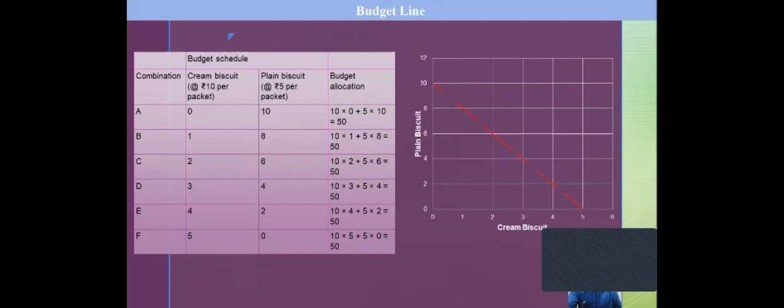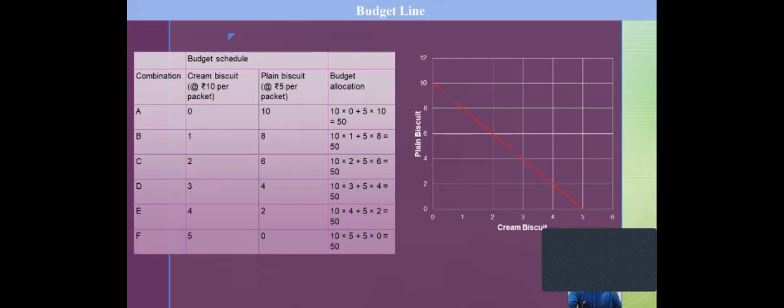Now you can see from this diagram that the red line in the right side diagram represents the budget line. Here the consumer is given 50 rupees to be spent. Total money income of the consumer is 50 rupees. Now he has to purchase two goods, that is, one is a cream biscuit, another is a plain biscuit.